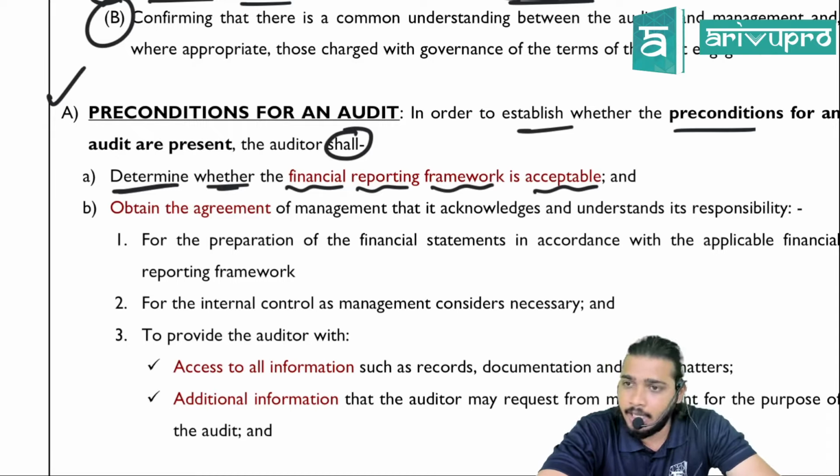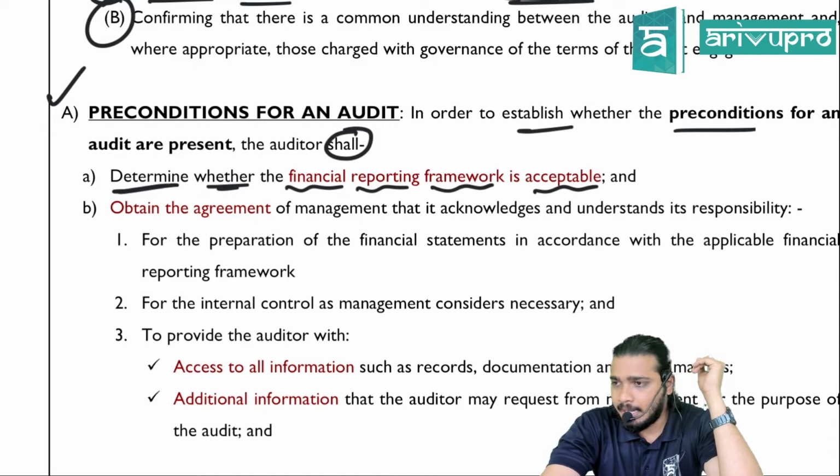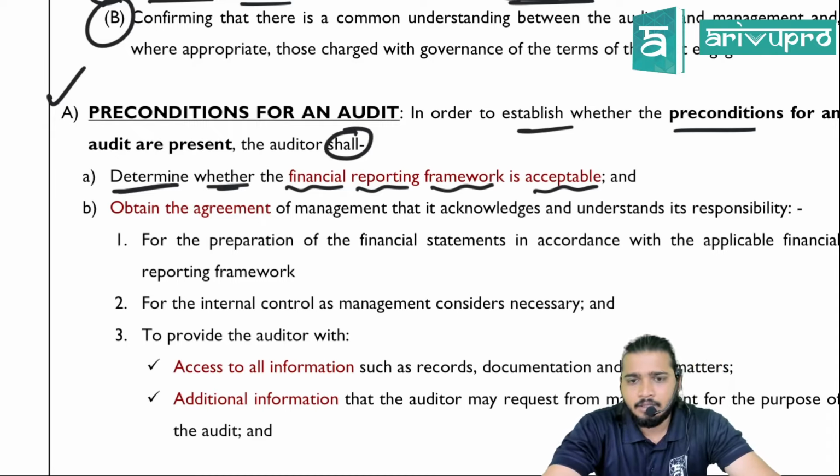Situation 2. In case of a banking entity, financial reporting framework means financial statements as per banking regulations and submission of reports specifically required by RBI.